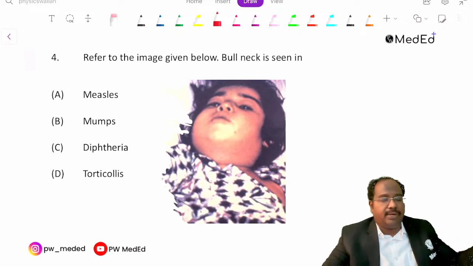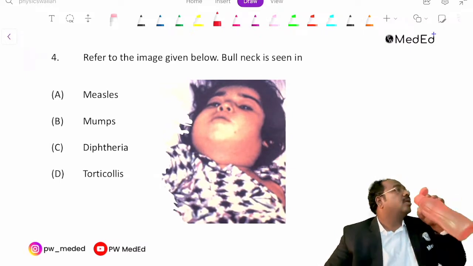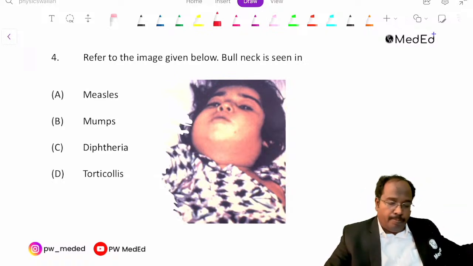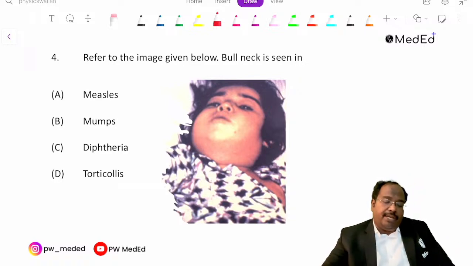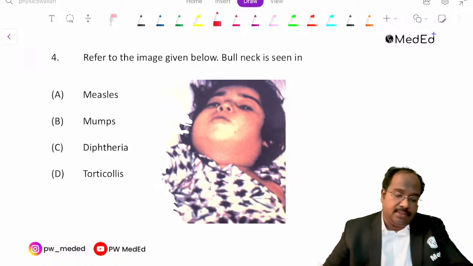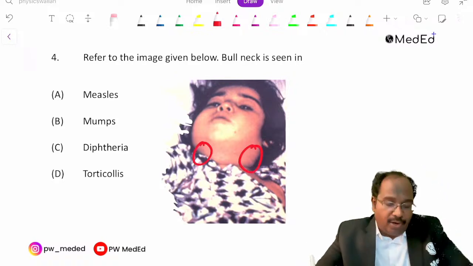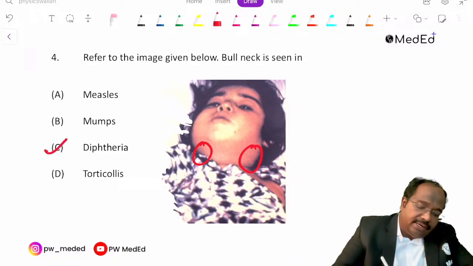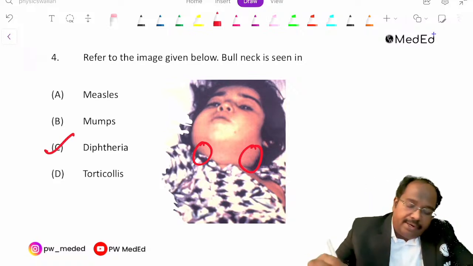Answer the question, guys. What is this image? Refer to the image below. Bull neck appearance. They are saying bull neck appearance. Only one condition will provide bull neck appearance, and that is diphtheria. Okay, fine.